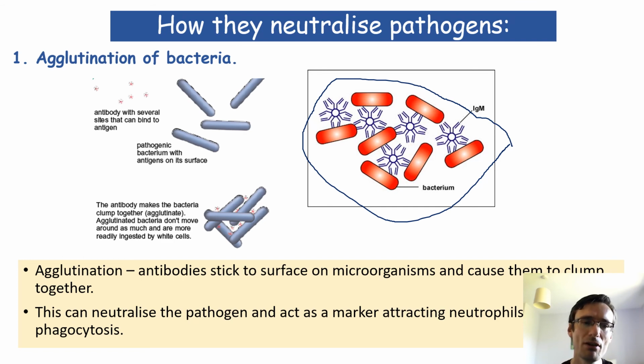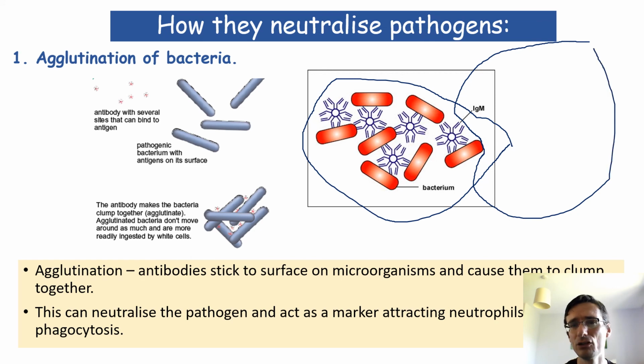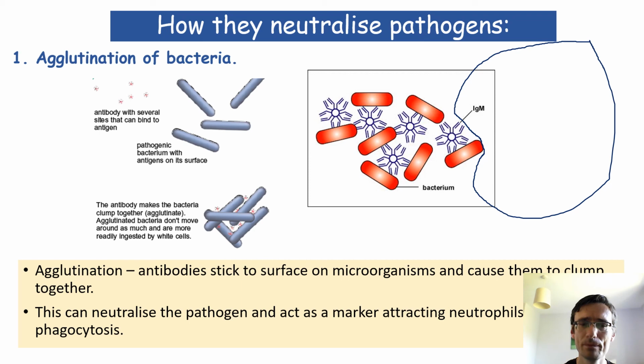But also what that means is they're clumped together, ready for a phagocyte, a neutrophil, to come along and do phagocytosis. So they'll act as a marker, and then the big phagocyte will come along and it will be able to attach, say, to this antibody here, and then it will engulf that antibody and all the bacteria or fungus attached to it. So that is how it actually kills it off in the end.